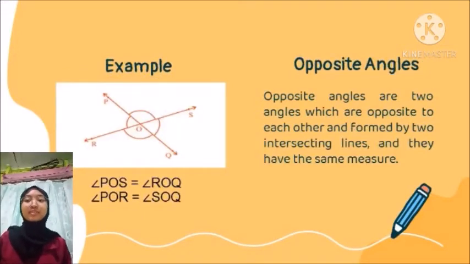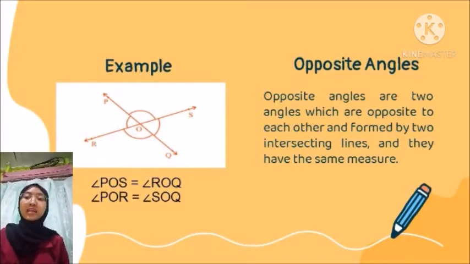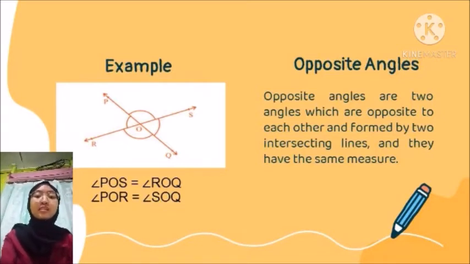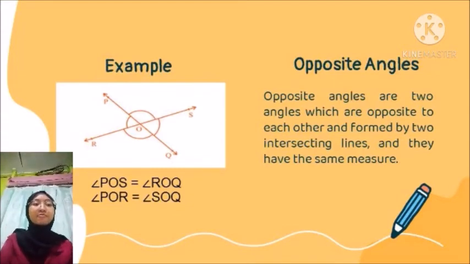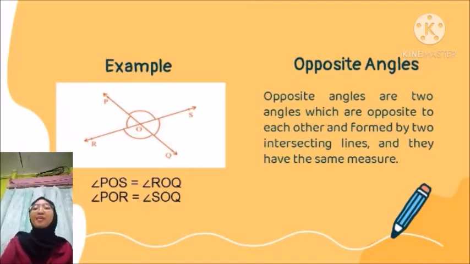Opposite angles are two angles which are opposite to each other and formed by two intersecting lines, and they have the same measure. For example, we can see the picture. We have angle POS equals angle ROQ, and angle POR equals angle SOQ.